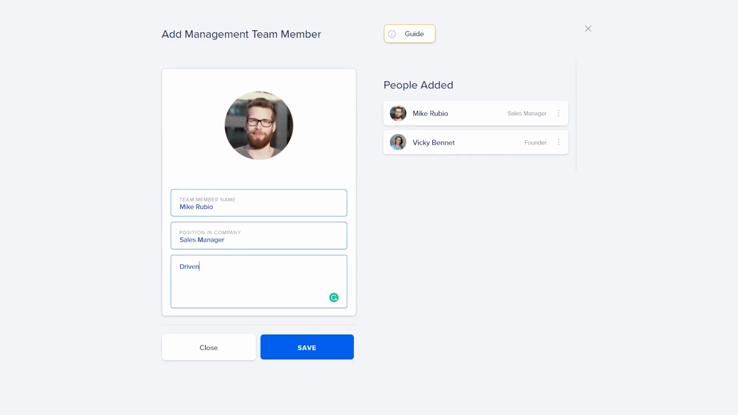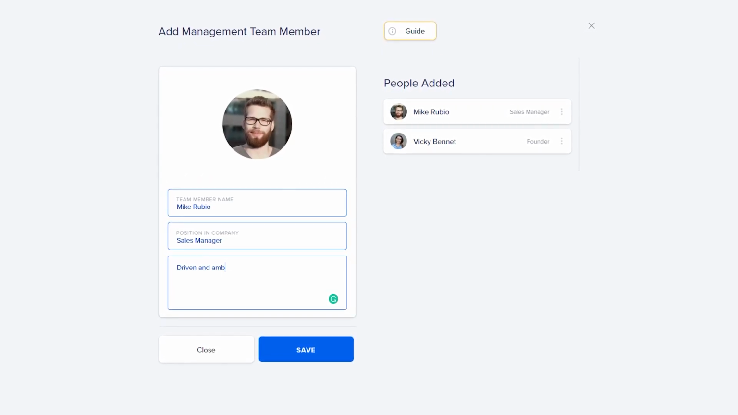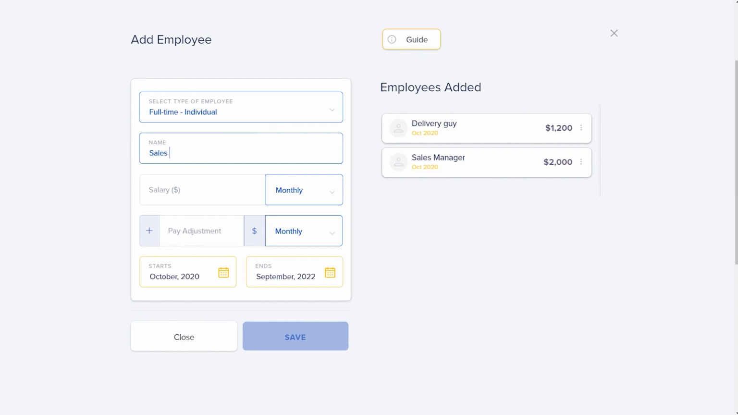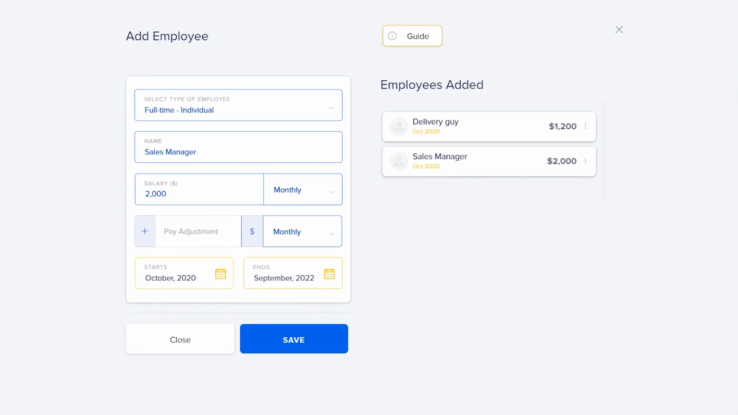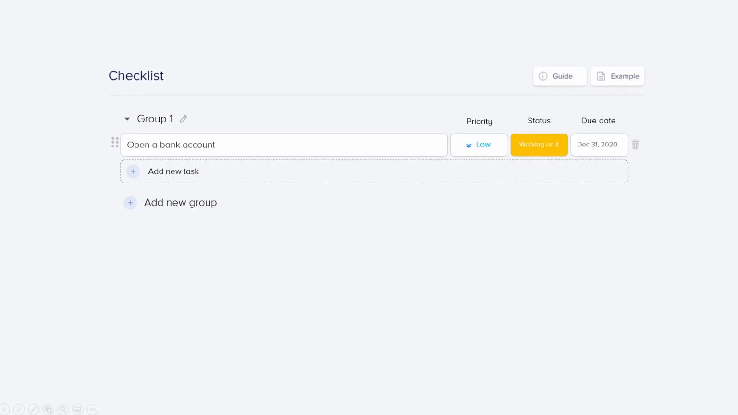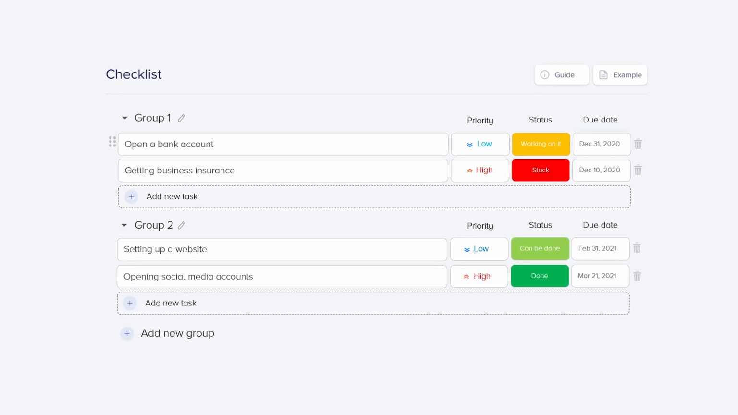The next step is to define the owners and your management team, as well as to identify staffing needs and the expenses for all your employees. The final step is creating a startup checklist to ensure all the activities are on track.